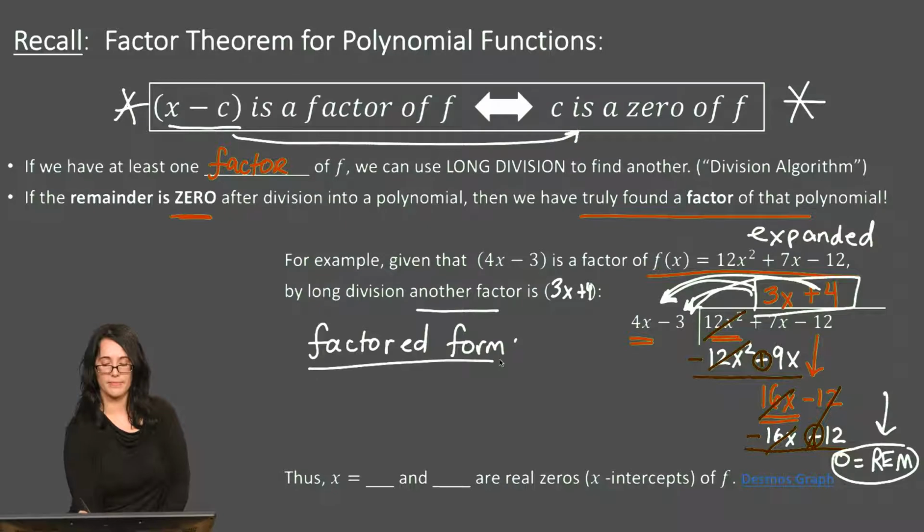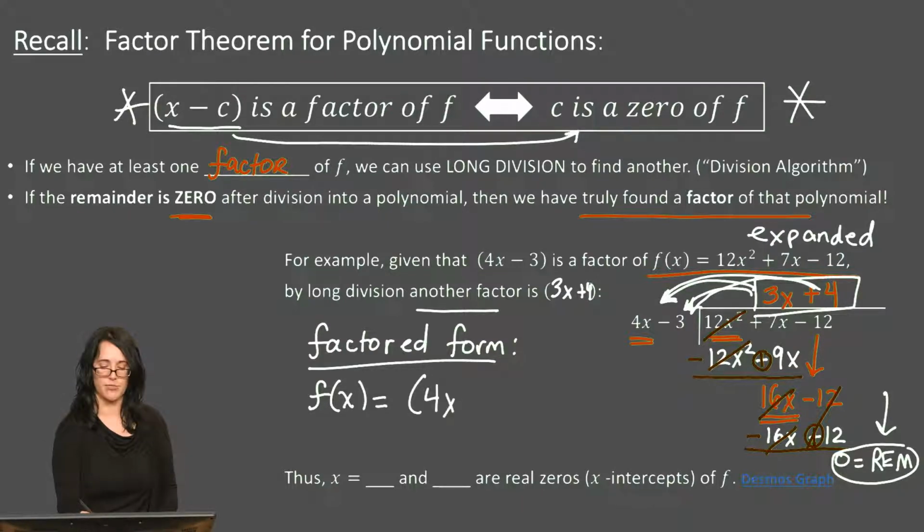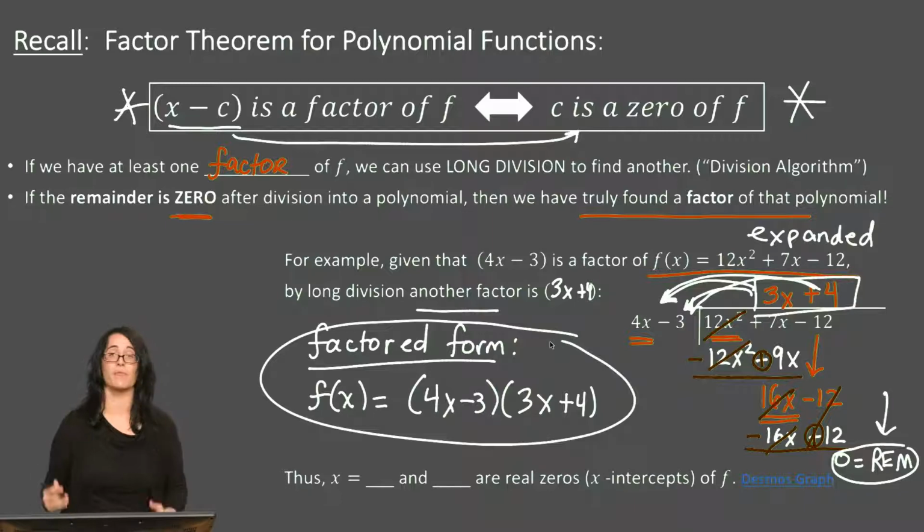What would that look like? Well, for factored form here, we would now have our function, you got to name every function, f of x. The output function f of x would equal 4x minus 3 as one factor, and that's multiplied by the other factor, 3x plus 4.